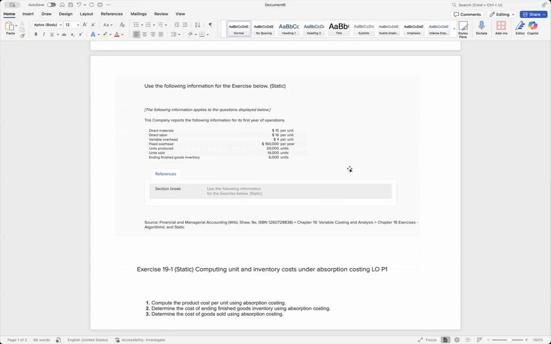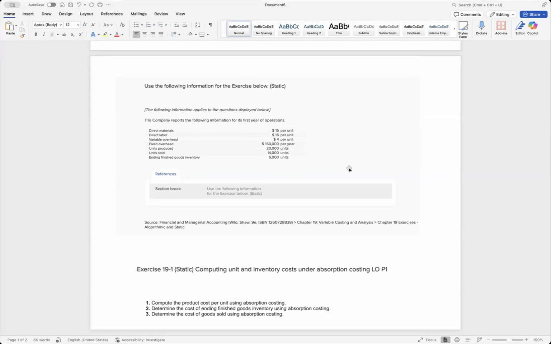Direct materials, $15 per unit cost. Direct labor, $16 per unit. Variable overhead is $4 per unit. And our fixed overhead is $160,000 per year. Units produced were 20,000. Units sold were 14,000, and ending finished goods inventory is 6,000. As you see, our units sold plus our ending finished goods inventory equals our number of units produced.